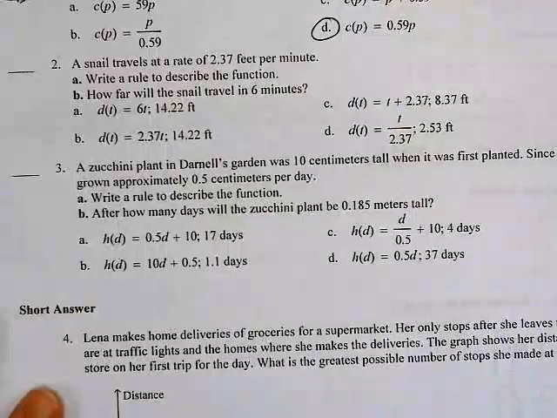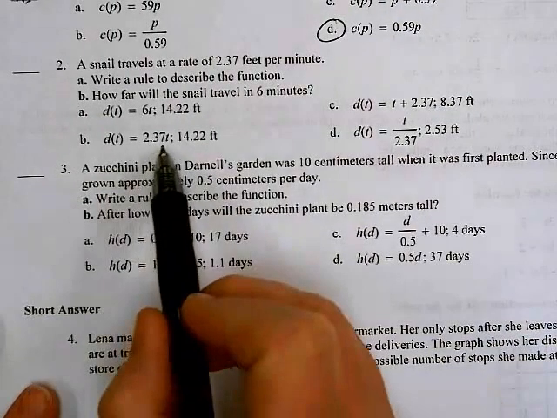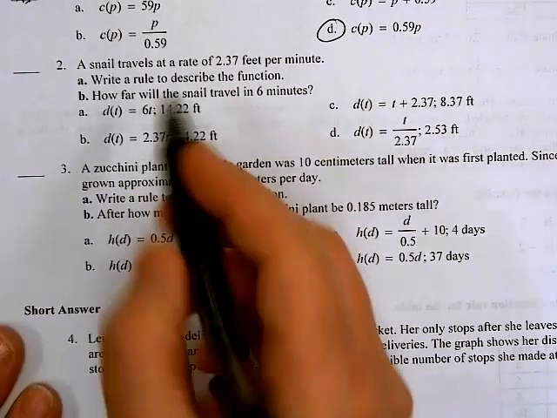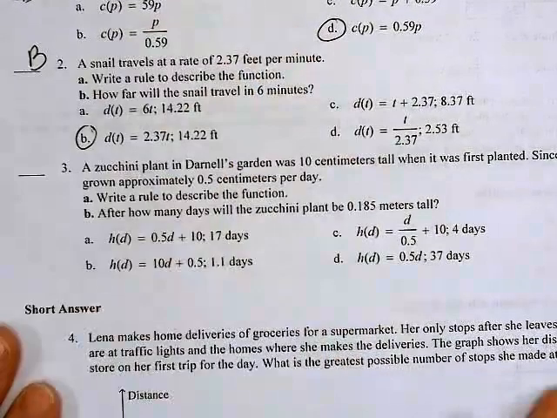Number 2. A snail travels at a rate of 2.37 feet per minute. Write a rule that describes the function. How far will it travel in 6 minutes? B. So you chose B. 2.37 times the amount of time. When you multiply that by 6, you get 14.22. So that one is B.